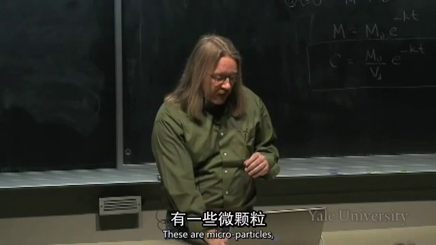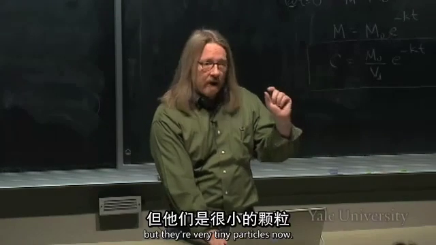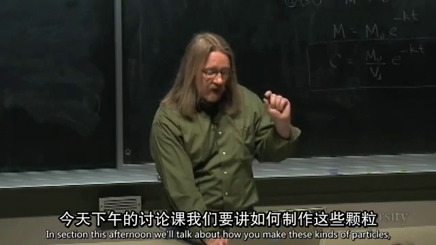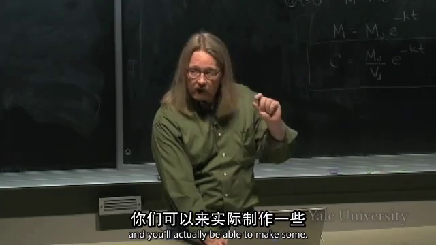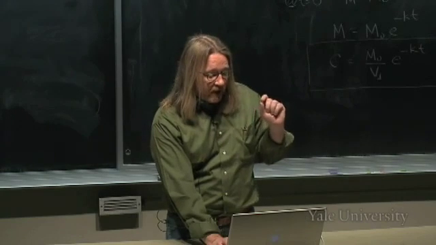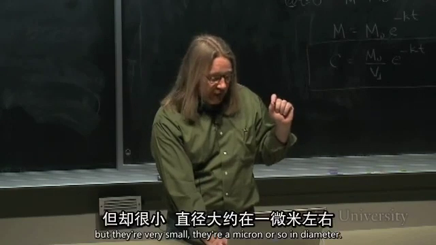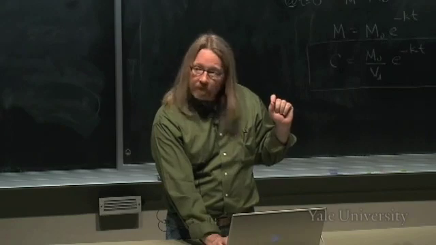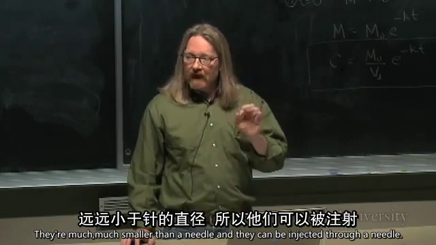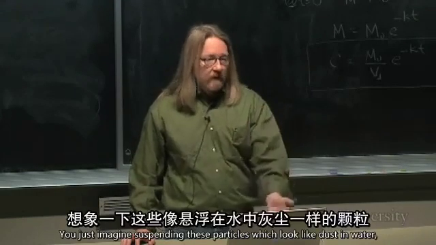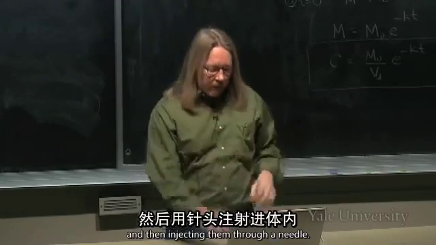So these are microparticles. They're made of the same kinds of degradable polymers, but they're very tiny particles now. And in section this afternoon, we'll talk about how you make these kinds of particles, and you'll actually be able to make some. These particular ones are made of the same kind of polymer that slowly degrades, but they're very small. They're a micron or so in diameter, so they're much, much smaller than a needle, and they can be injected through a needle. You just imagine suspending these particles, which look like dust, in water and then injecting them through a needle.